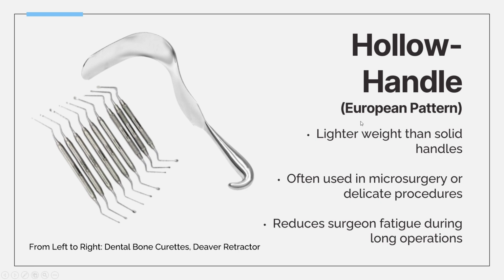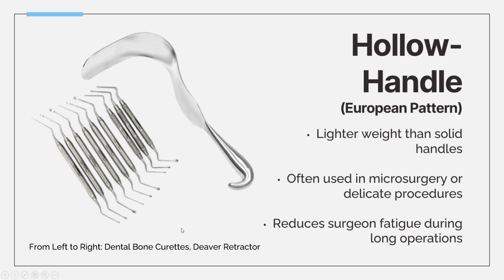Next, we have the hollow handle, which is typically used in European-style surgical tools. So as you can imagine, since it's hollow and not solid, it's lighter weight, right? Which reduces hand fatigue during long surgeries. For some of them, the handle is often round or hexagonal, as you can see here, which provides a more balanced feel and ergonomic grip.